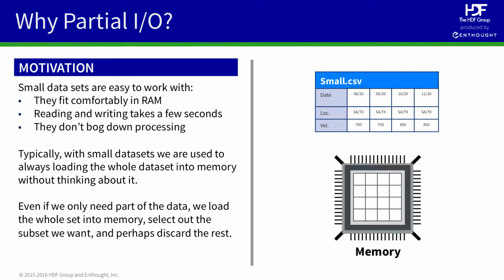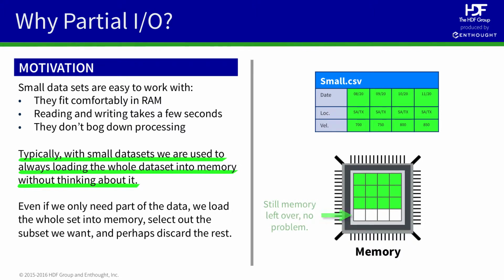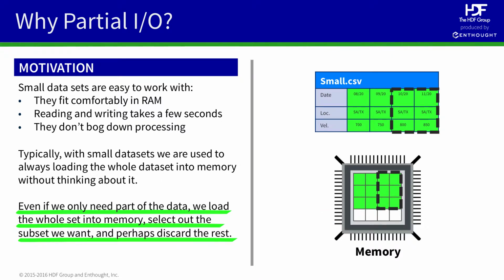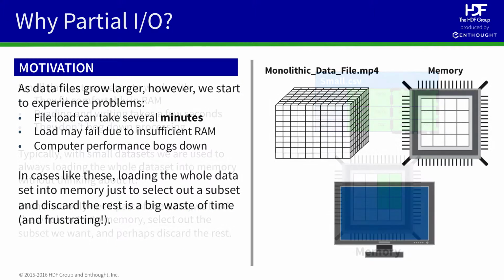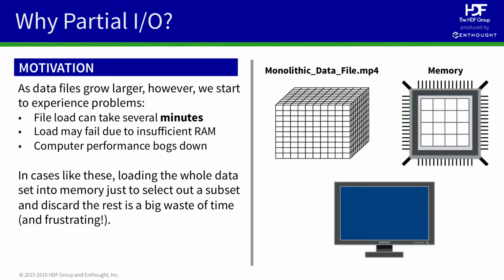For example, if we have a CSV file, we might write a Python script that reads it into memory and performs operations. Generally speaking, the quantities of data are small enough, there's plenty of memory left over. And if we wanted part of the dataset instead of the entire thing, we can simply chop that piece out after it's loaded. This approach works very well for small files and small datasets.